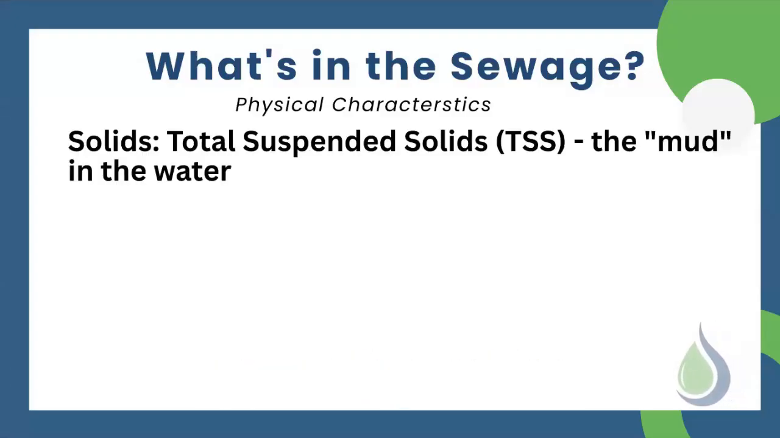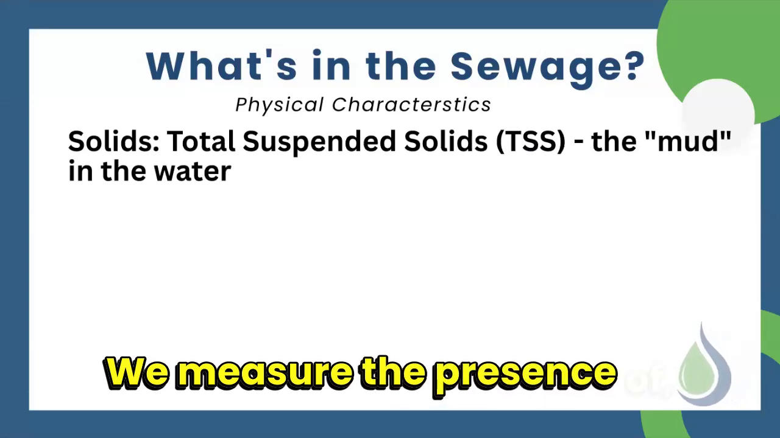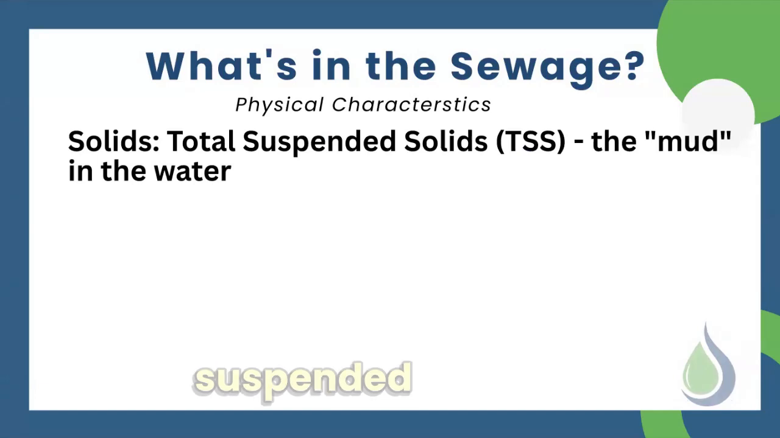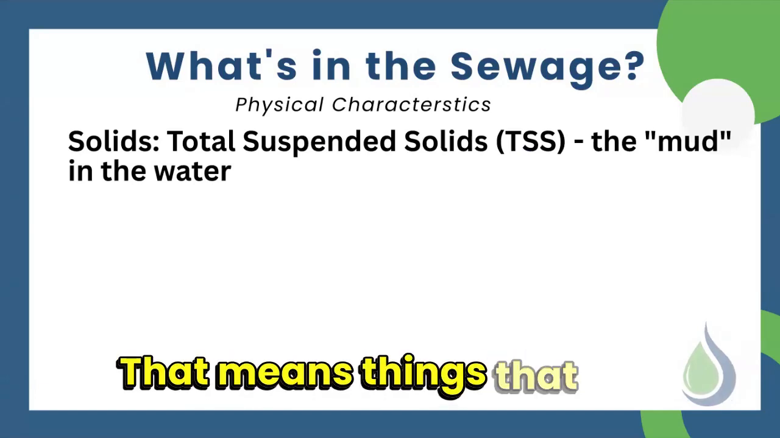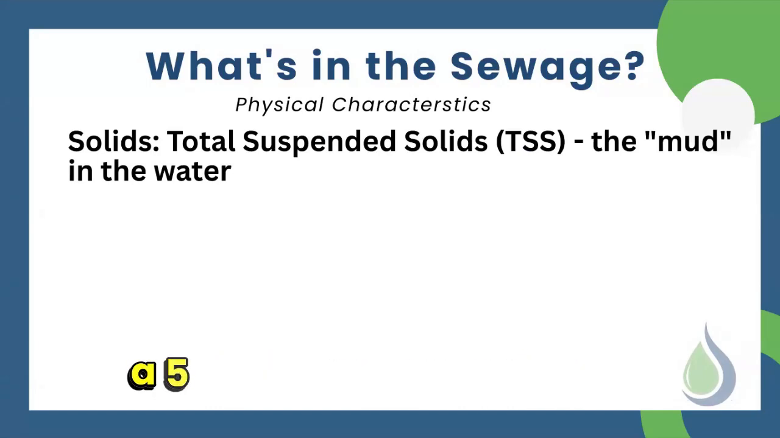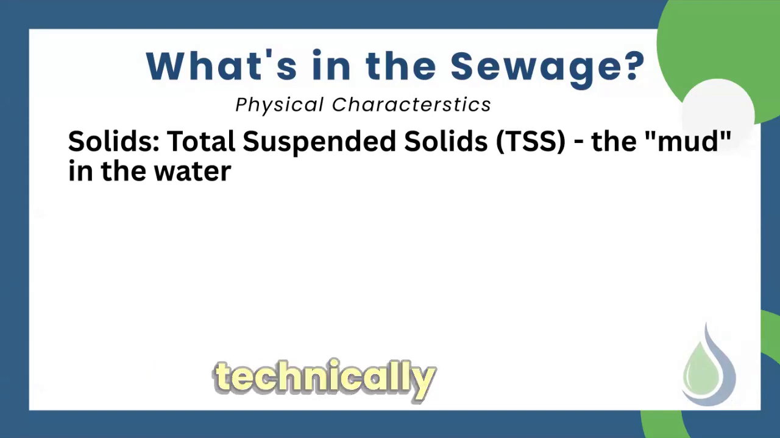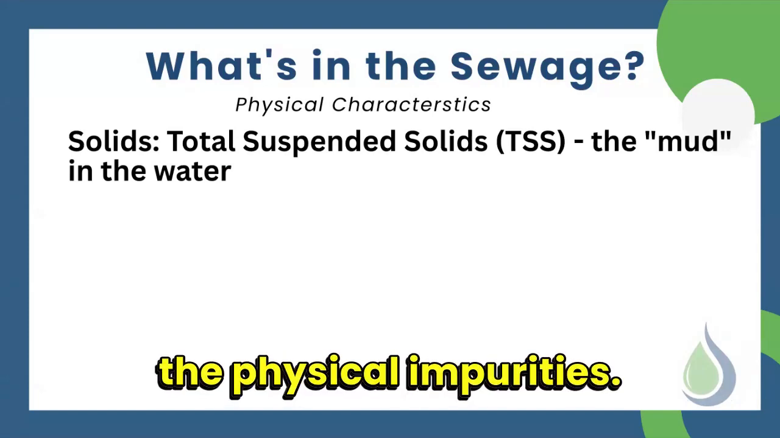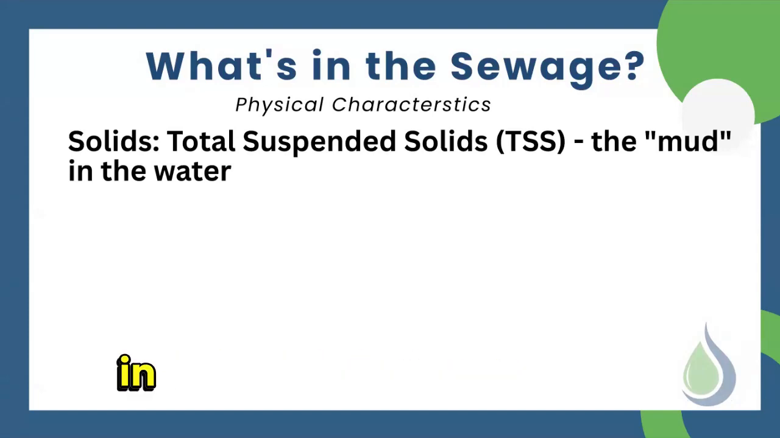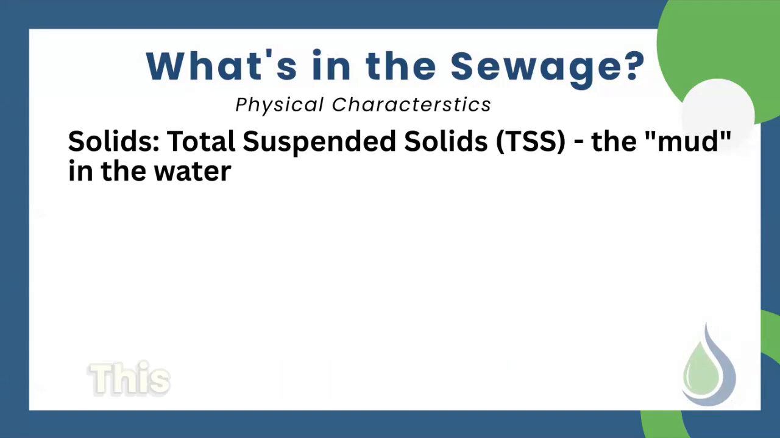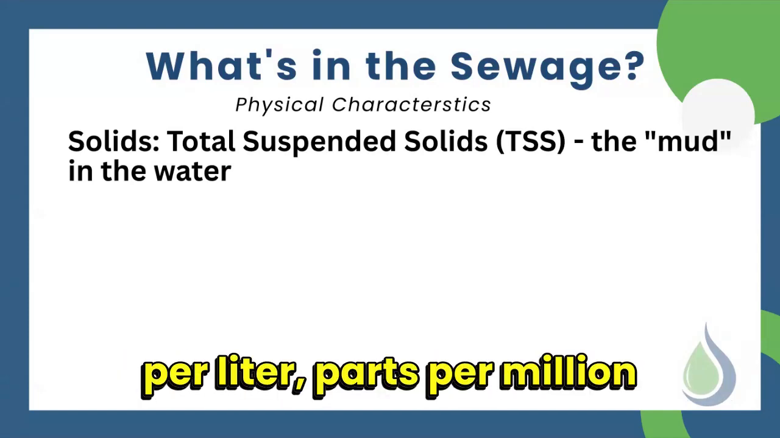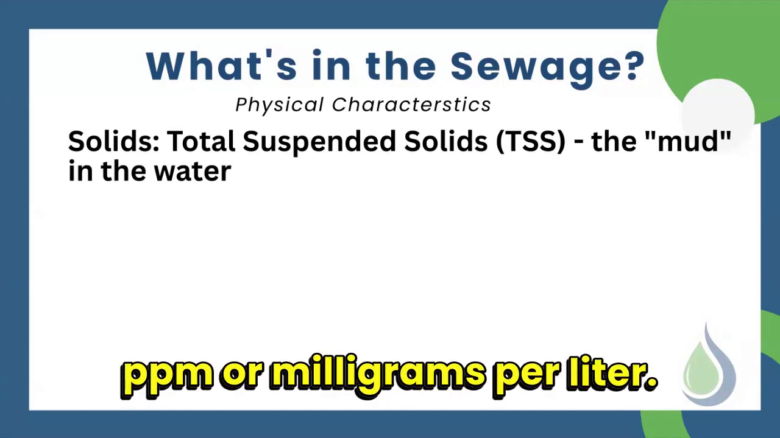Right? We measure the presence of suspended solids or physical impurities. That means things that can be filtered out using a 5-micron filter paper are technically called the physical impurities. This is also called, in a larger context, the total suspended solids, TSS. This is measured in milligrams per liter, parts per million, ppm, or milligrams per liter, right?